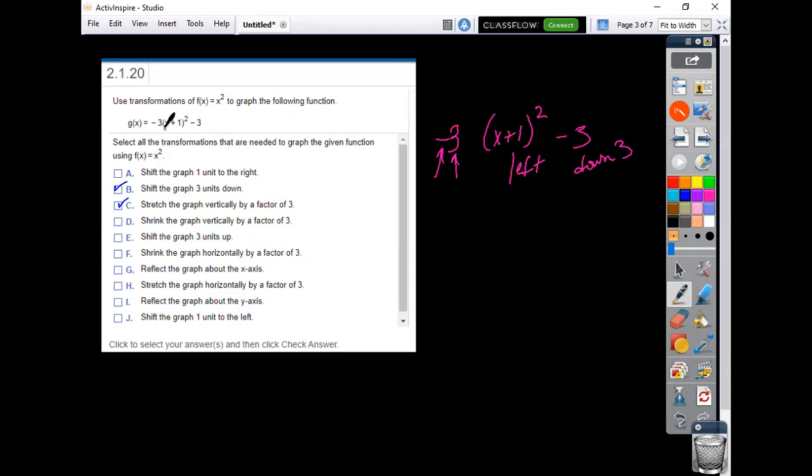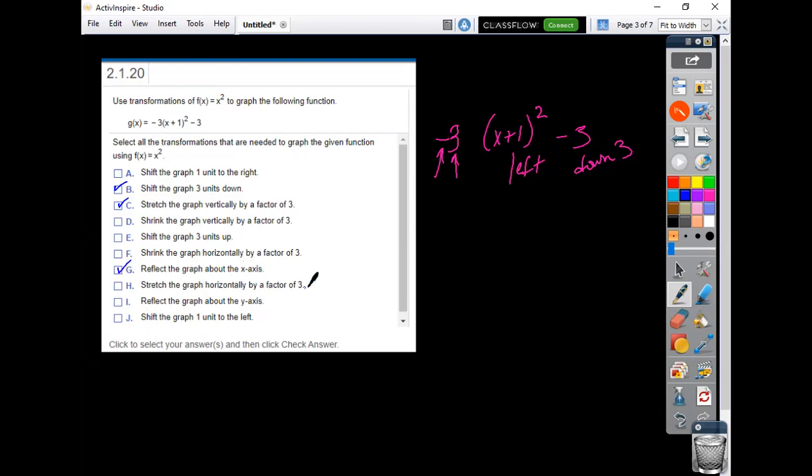Did it shrink the graph horizontally by a factor of 3? No, there's no shrinking or stretching horizontally. A stretch is a 1/2, a shrink is a 3 there. So did it reflect the graph about the x-axis? If it goes over the x-axis, oh, that's up and down. So if it goes over the x-axis, there'd be a negative out in front. Yes, it did reflect over the x-axis.